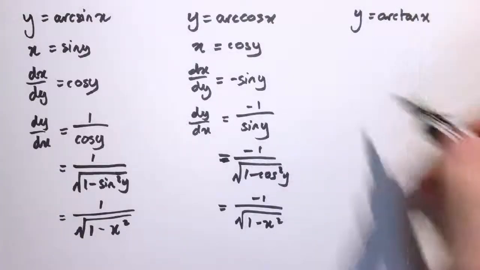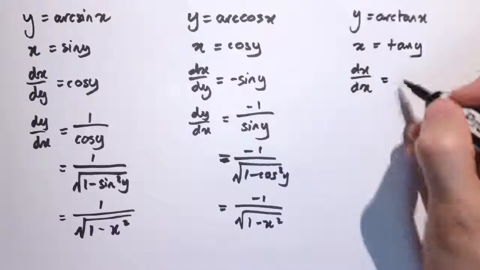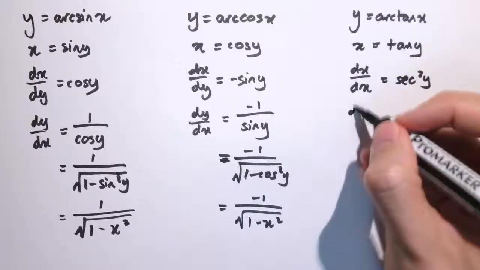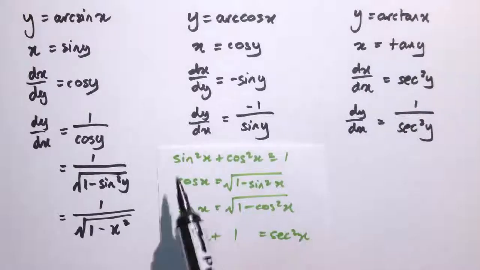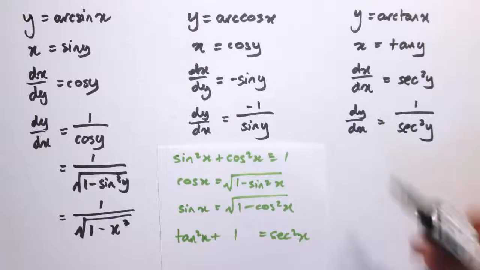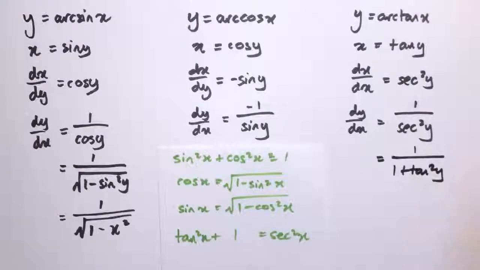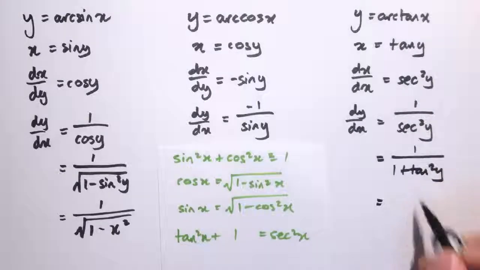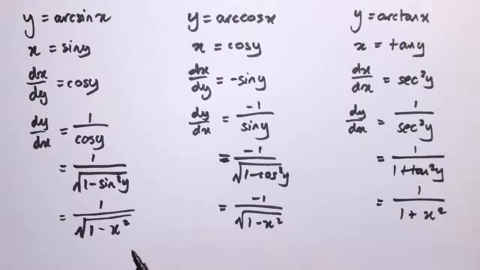Finally, we'll look at y equals arctan of x, and that means that x equals tan y, so dx by dy equals sec squared y, so dy by dx is 1 over sec squared y. And the identity we need to use here is sine squared plus cos squared equals 1 divided through by cos squared to give tan squared x plus 1 equals sec squared x. So we can replace sec squared y here with 1 plus tan squared y, and tan y is x, so tan squared y is x squared, and this is 1 over 1 plus x squared. And there we have the 3 results for differentiating the inverse trig functions.